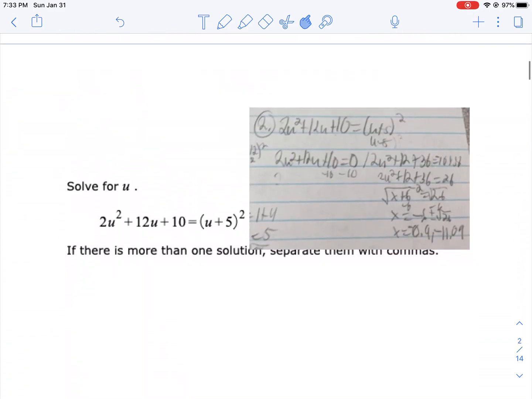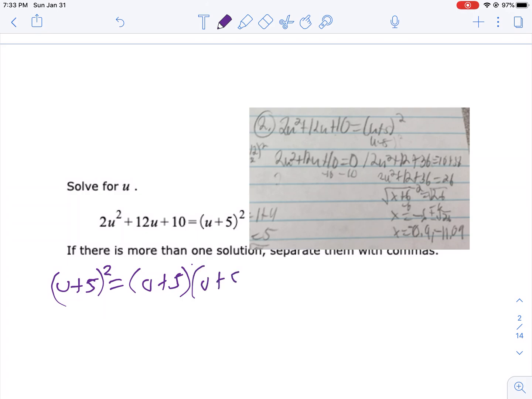If we take a look at this problem here, you want to simplify u plus 5 squared. U plus 5 squared is not 0. It's not u minus 5. It's u plus 5 times u plus 5. So let's do that one first. So we have u plus 5 squared. That's the same thing as u plus 5 times u plus 5.